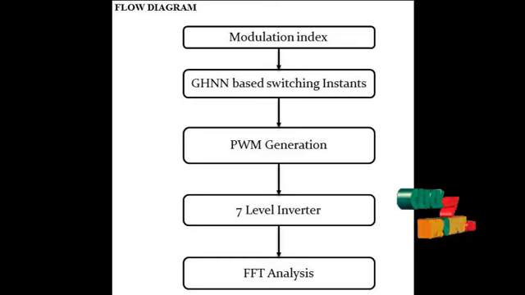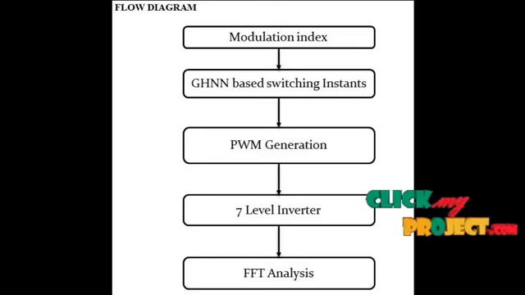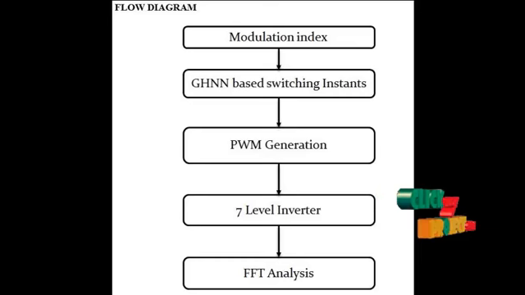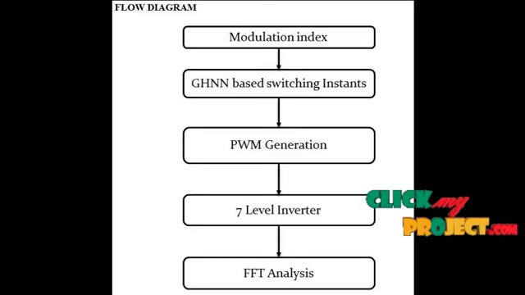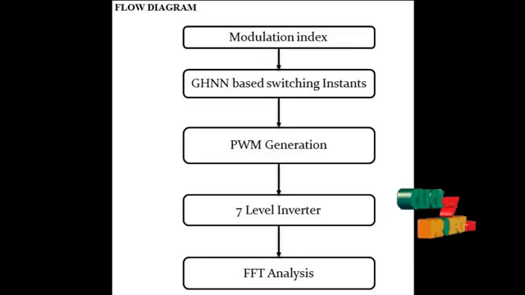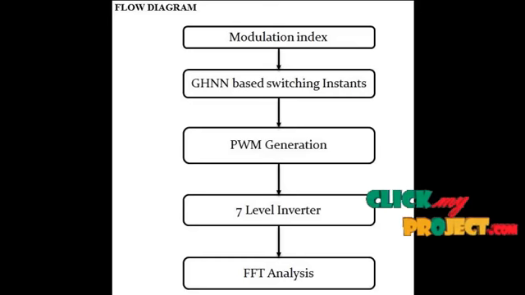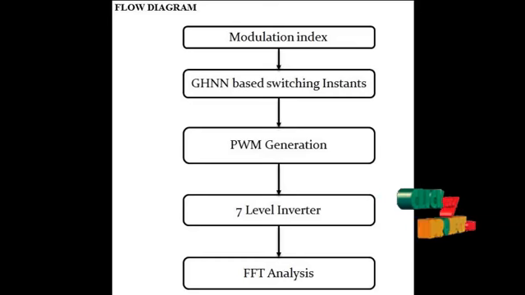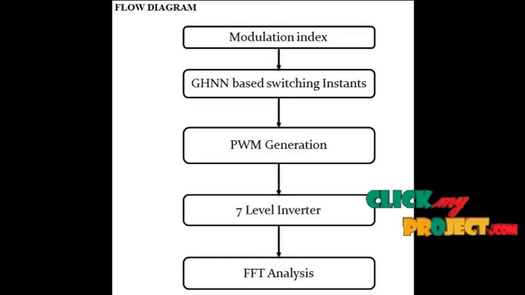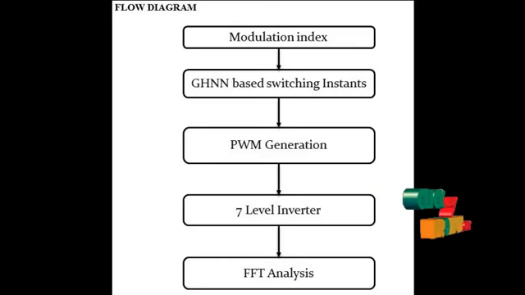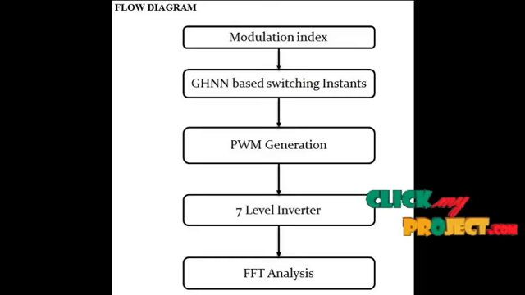Next you are going to see the blocks used in our system: modulation index, GHNN based switching instance, PWM generation, 7-level inverter, and FFT analysis. Modulation index is the ratio of the fundamental output voltage to the DC input voltage. Generally it is the ratio of the reference signal to the carrier signal. So the amplitude of the reference signal and carrier signal has to be compared using this modulation index.